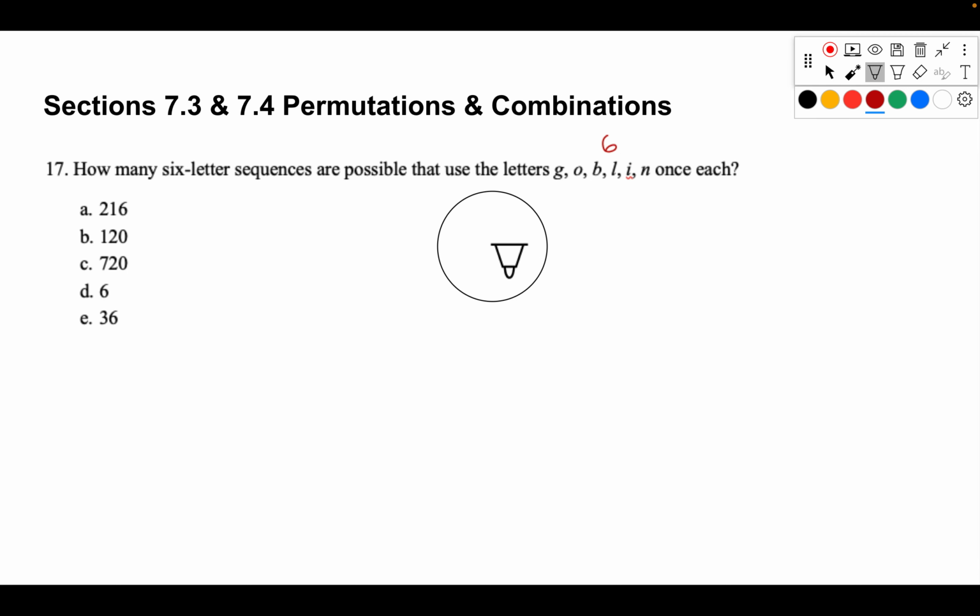So this is a simple permutation. We're using all 6 letters. We're going to place all 6 as a permutation. We just plug this in the calculator, and what do we get? Is it 720? 6 times 5 times 4 times 3 times 2 times 1. Okay, so that's all that's going on here.